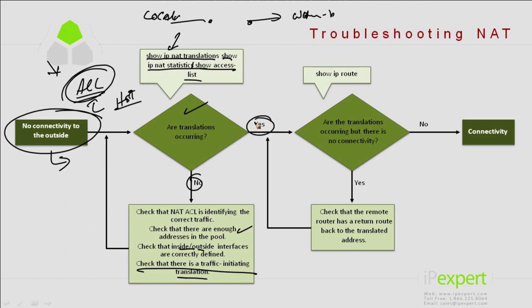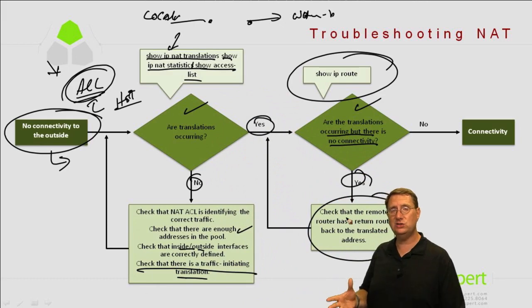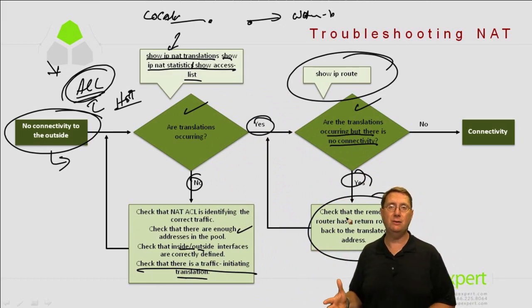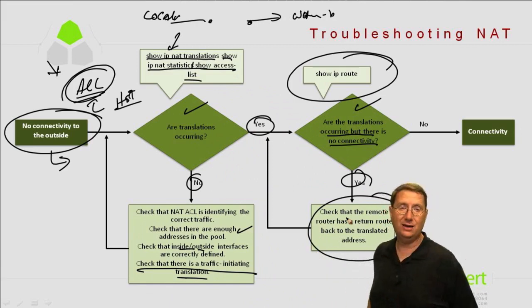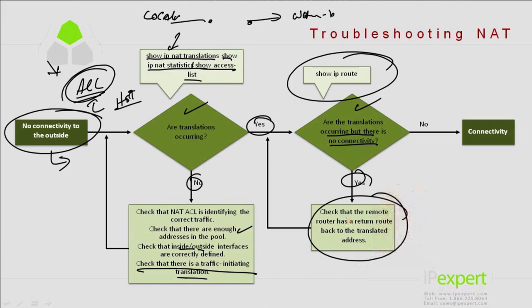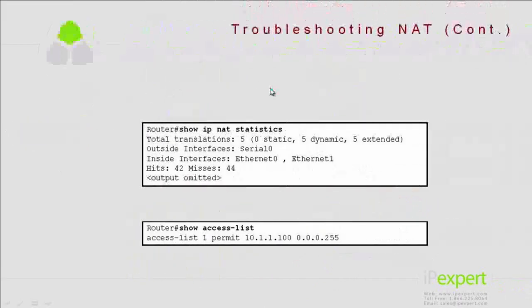If all of that is occurring properly, we have a routing problem, and we need to take a look at that. Are the translations occurring, but is there no connectivity? If yes, check that the remote router has a return route to the translated address. The whole reason that we're doing this is so that the remote router will have an address, but there still may be something going on in the actual outbound component using our IP NAT configurations. And again, it's going to be incumbent upon us as administrators to modify and understand exactly what's happening.